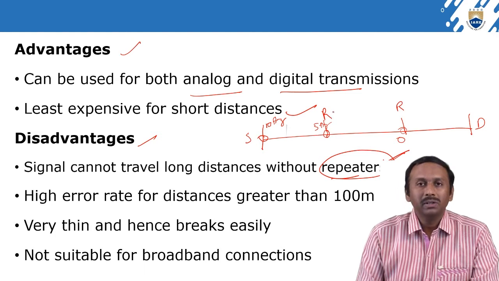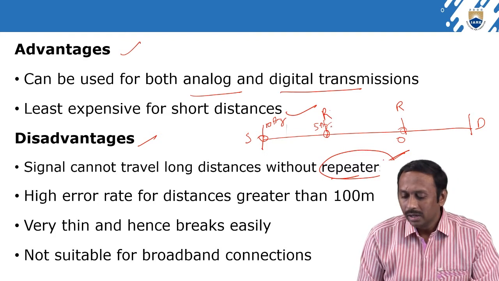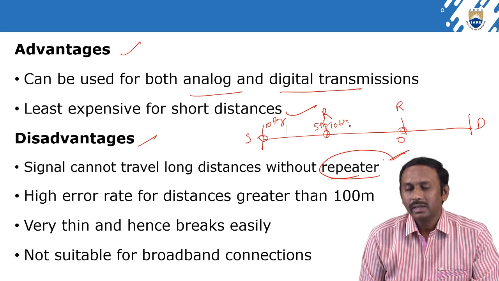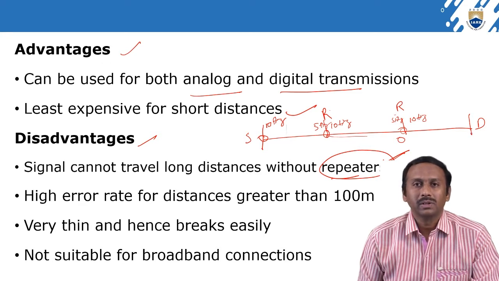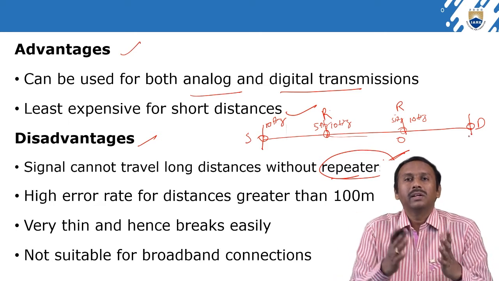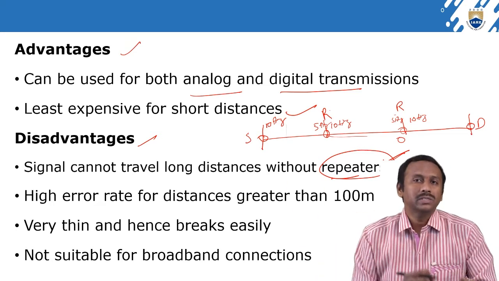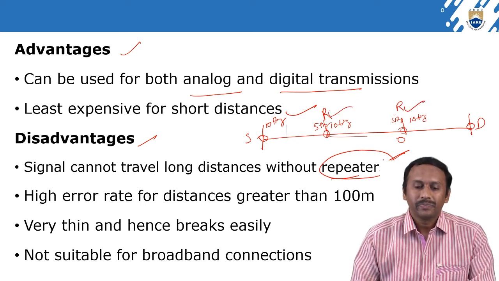So when I add a repeater here, the repeater regenerates the signal. It boosts the signal, and now the signal strength is again 10 hertz here. Again it travels and drops to 5 hertz here. So again the repeater regenerates the signal and makes it 10 hertz. Again it is transferred, right? So the data or signal reaches the destination without any data loss. That is the purpose of repeaters, right?